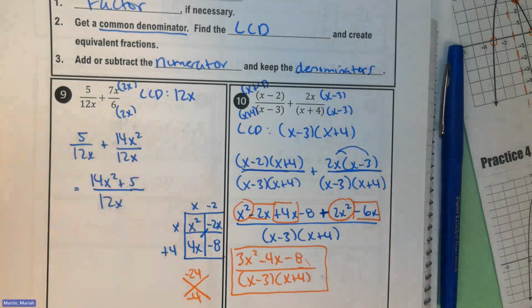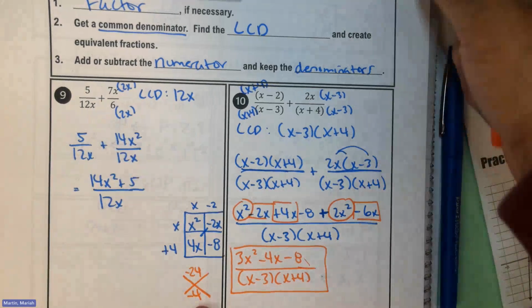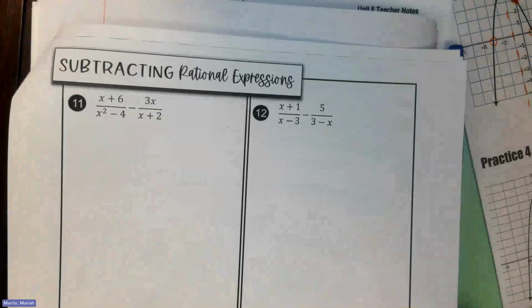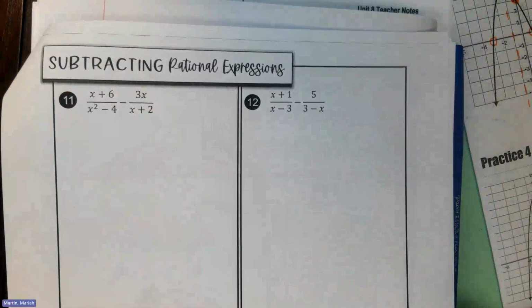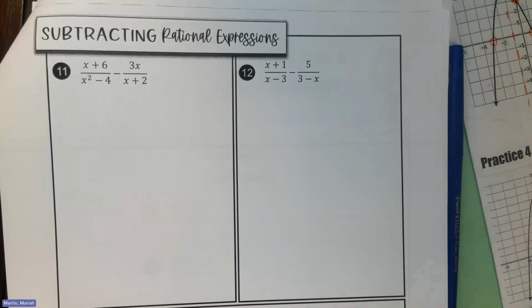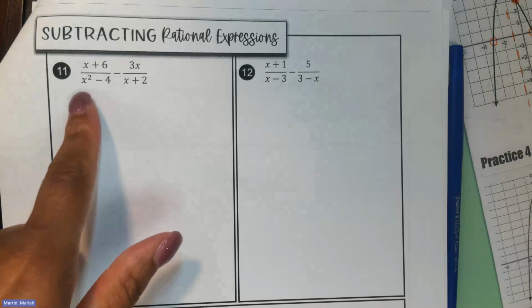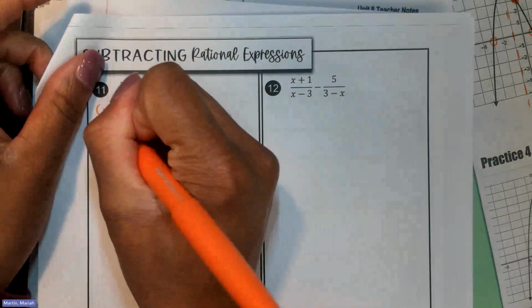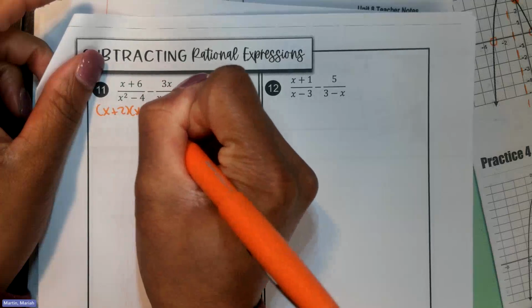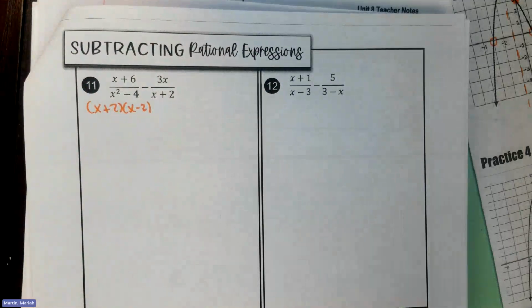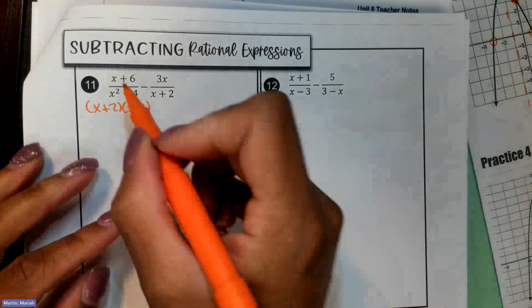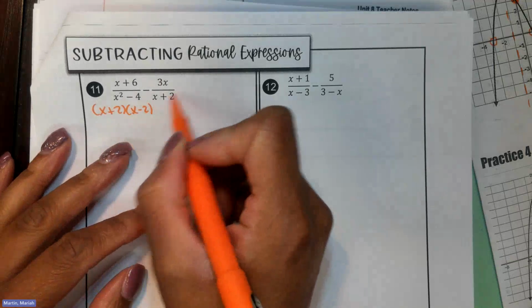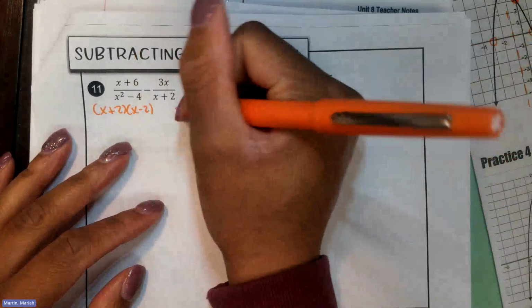Okay, we have 3 more examples to go. Alrighty, number 11. Okay, remember we're trying to find the least common multiple for both of these. Notice we have a difference of squares here at the bottom. So this is really x plus 2, x minus 2, because the square root of 4 is 2, if you know your perfect squares. And so that means the only thing I need to include on this side for my least common multiple is x minus 2.